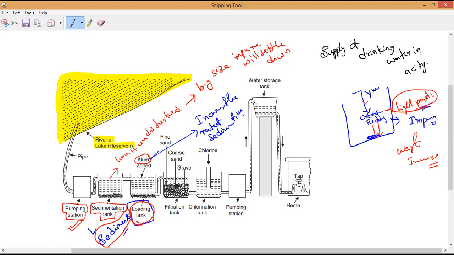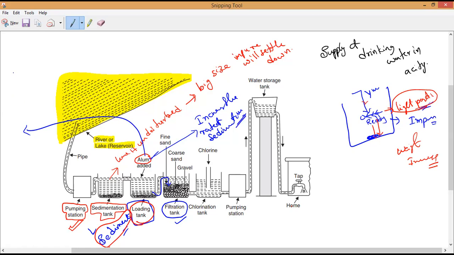So that is why we need to pass this water to the next tank. What is the tank called as? Here you can see. Filtration tank. It is called the filtration tank. Now, before that, I told you alum is added. Alum is added in what tank? Loading tank, to increase the rate of sedimentation.